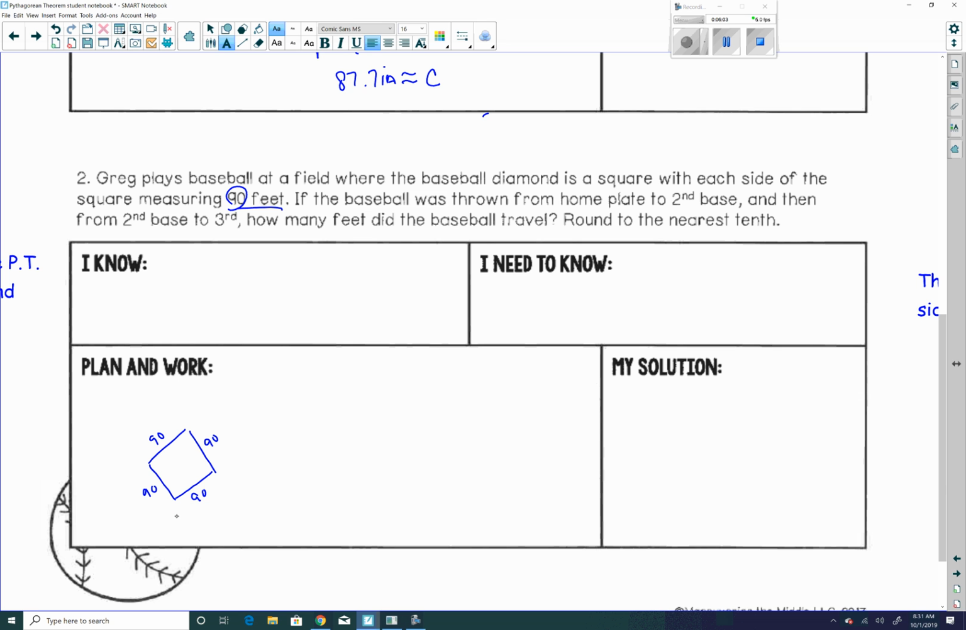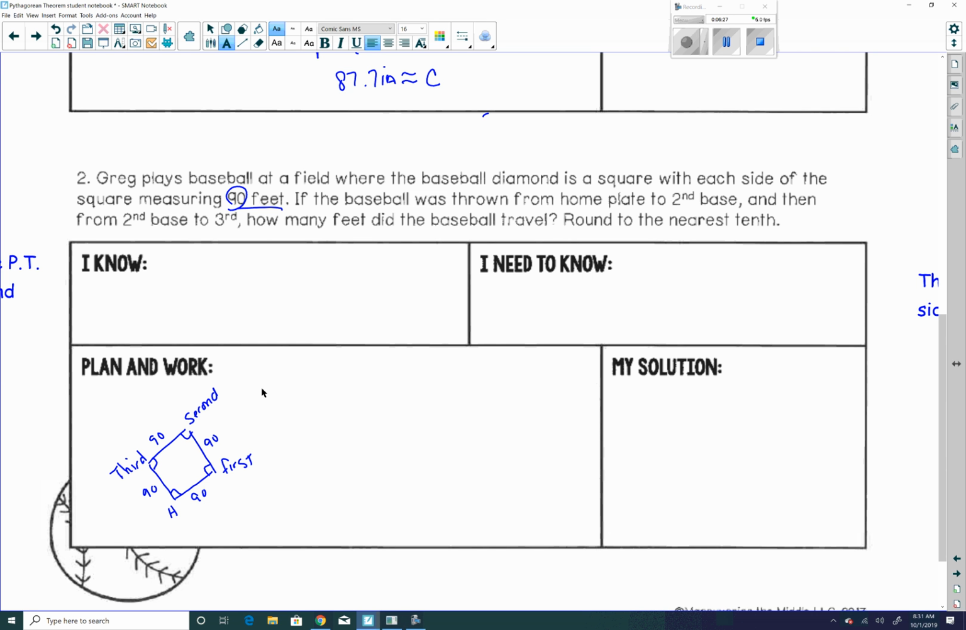This is our home plate. This is second base. This is first. And this is third. Okay, that's just for my non-baseball people. These are all 90-degree angles, even though my picture is not drawn well.